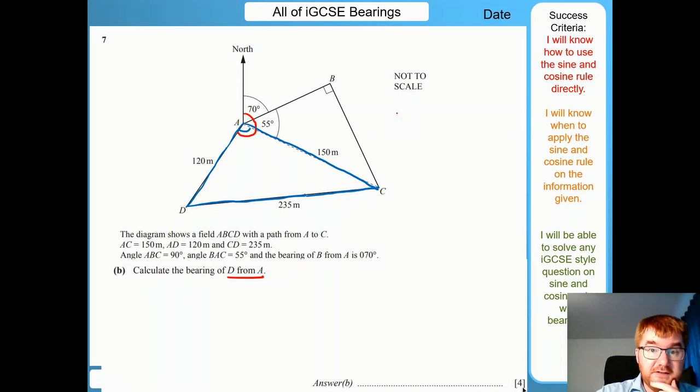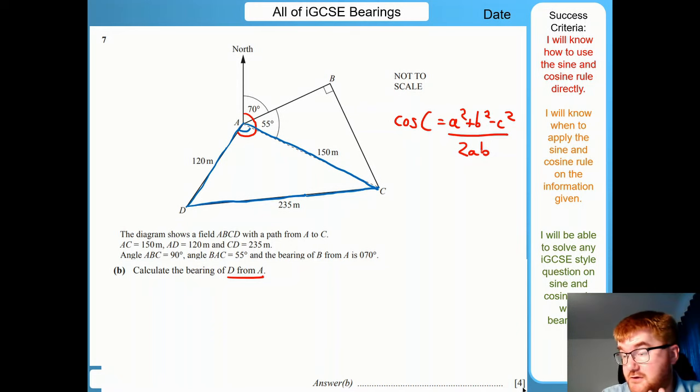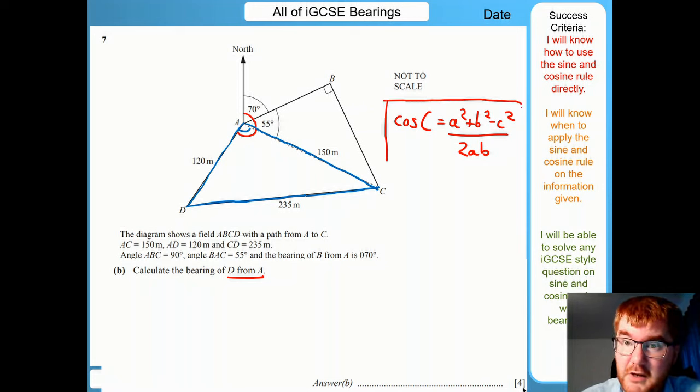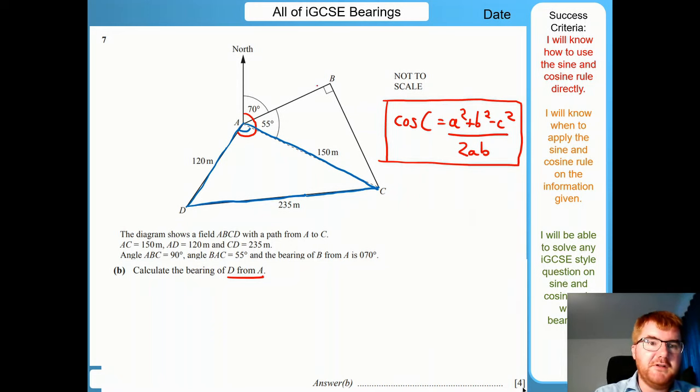So let me just give this to you. So cosine C equals a squared plus b squared minus c squared over 2ab. And I suggest whichever iGCSE course you're doing, 0580 or 0607, it's just good to learn some of these facts, whether it's given or not. So please do learn this, it will make your life easier. Because notice what I'm going to do now, I'm just going to label the angle as big C, the side opposite as small c, the others are a and b.